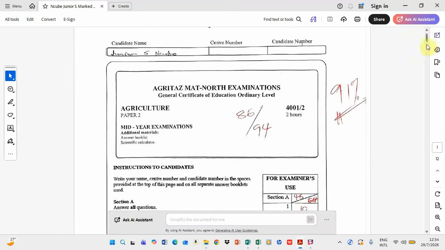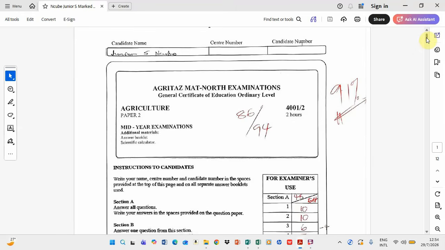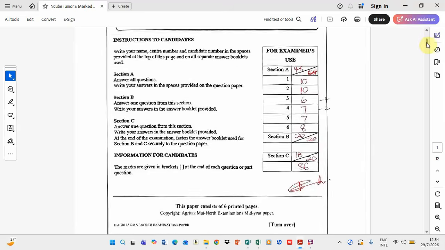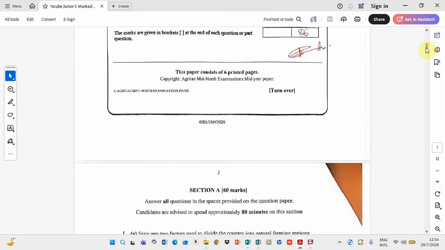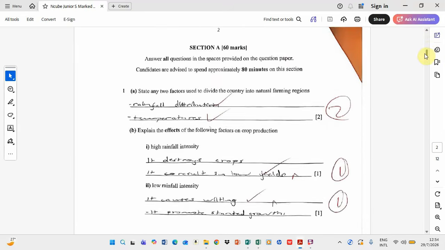Good day. This is a marked script for agriculture, paper 2. The paper was for agri-test math not examinations. It was for mid-year for O-level candidates. So this is paper 2. Let's revise section A very quick.